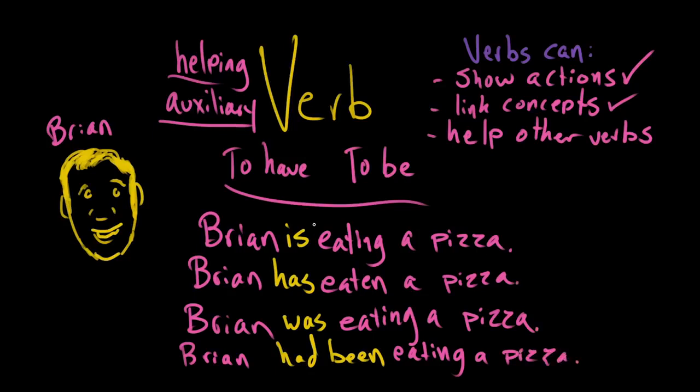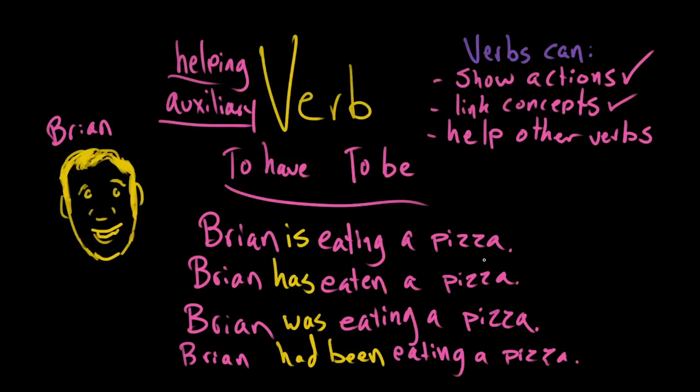So the presence of all these helping verbs has different effects depending on which ones you use. And as I said, we'll get into those later, but just for a brief overview, for example, let's see. Brian is eating a pizza. That suggests that it's going on now. Brian has eaten a pizza. That means he had done it. It's over in the past.